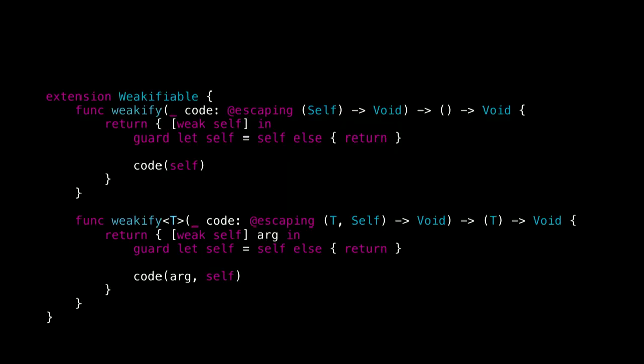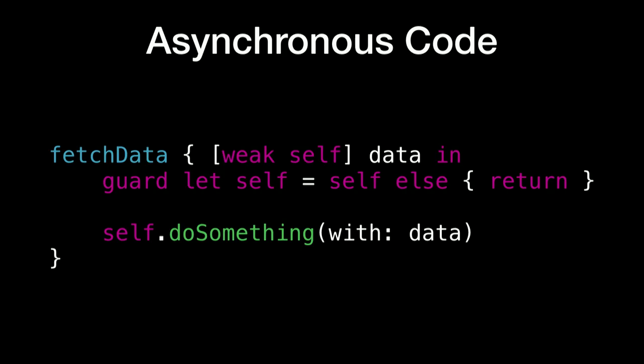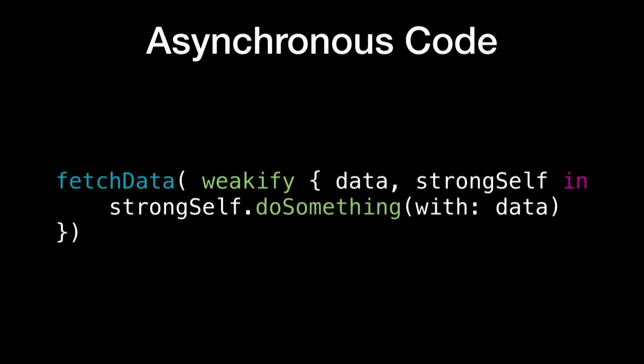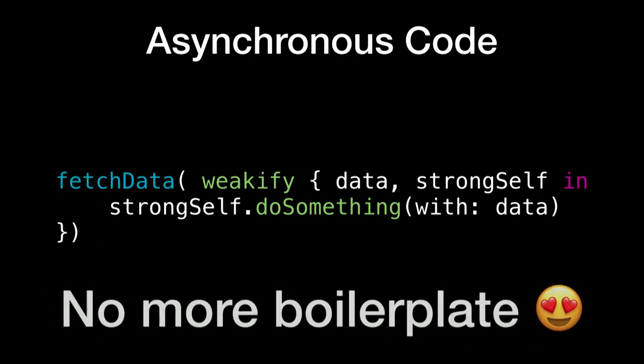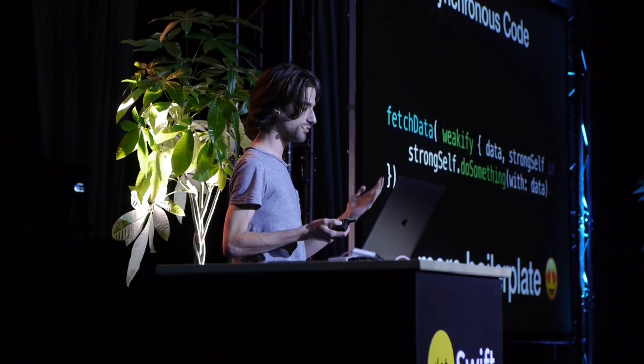OK, so we've implemented this. Now let's use it. So remember all of this? Now we can simplify it a lot. It just becomes this. It's very declarative because we say, OK, I want to wikify this closure. In the closure, we say, I expect my data and also expect a strong instance of self. We use the strong instance. And that's just no more boilerplate. Pretty cool, right?